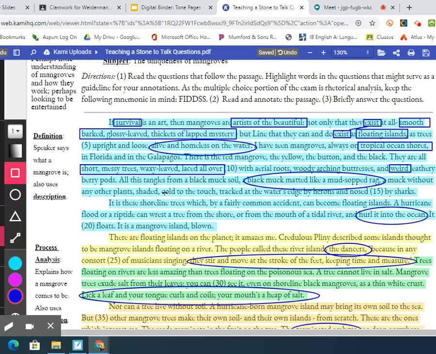All this tangles from a black muck soil. Identify the word muck, right? Because I wouldn't expect something like muck to produce anything really usable. And it's repeated here. Mud-sopped. Mud-sopped rag. That's an image that's not necessarily pleasant. And then we have muck again.